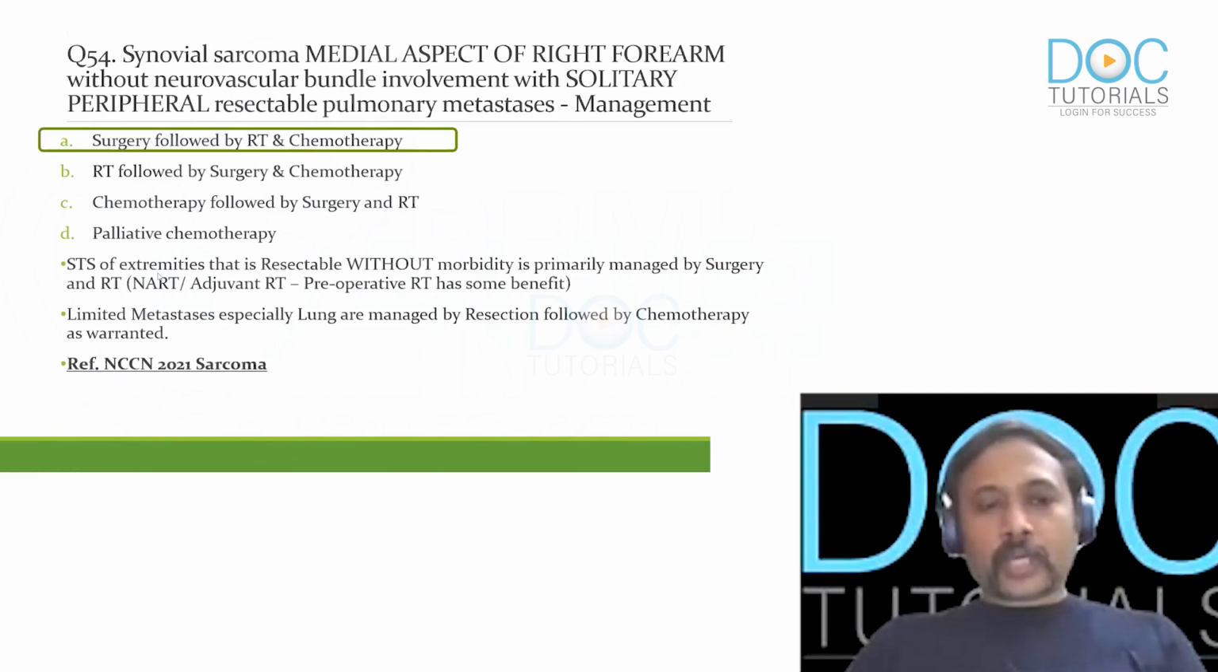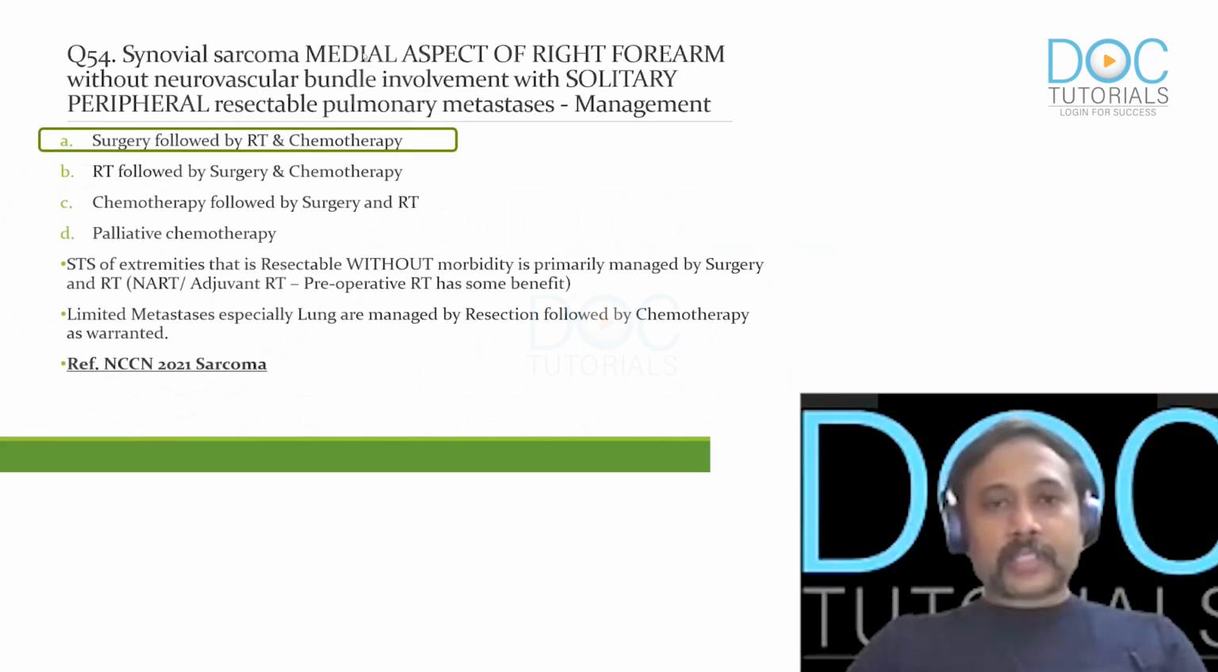Now whenever you have STS of the extremities that is resectable without major morbidity, the management is predominantly by surgery and then by radiation. Now this sequence of radiation versus surgery is not very definitively established as far as soft tissue sarcomas are concerned. Many centers actually prefer neoadjuvant radiation because preoperative RT has some benefit in terms of wound, the volume of radiation involved, and the long-term side effects. So some centers go for a preoperative RT, but the classical treatment will be resection of the primary when it can be done without any major morbidity.